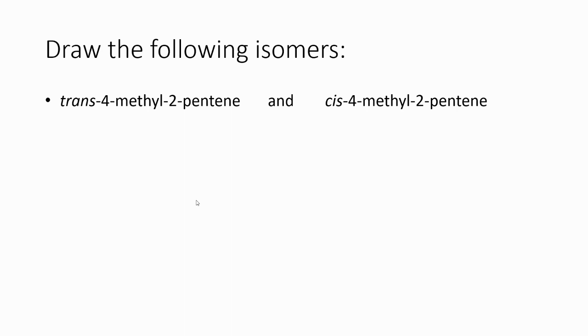All right, so go ahead and try to draw these 2 isomers. So we're trying to draw trans 4-methyl-2-pentene and cis 4-methyl-2-pentene. So we're drawing isomer pairs. The only difference is where the groups are located in space. How do you want us to draw? I like drawing the stick models. If you want to draw a condensed structure, you can. The line structure.